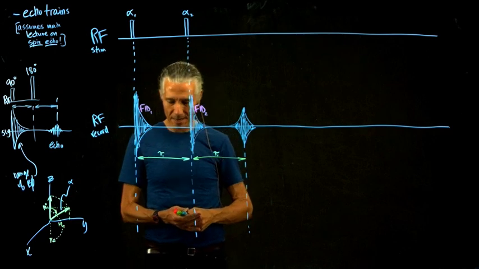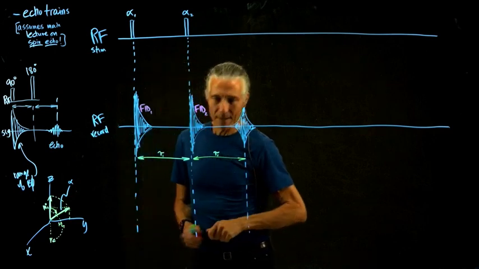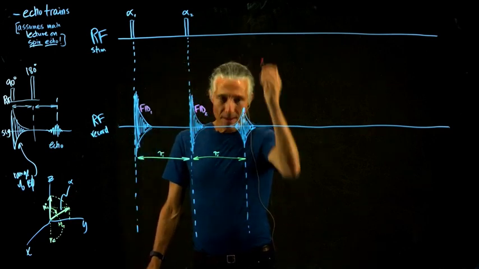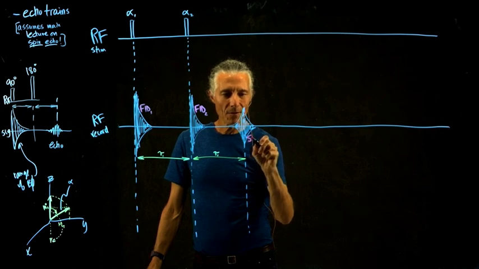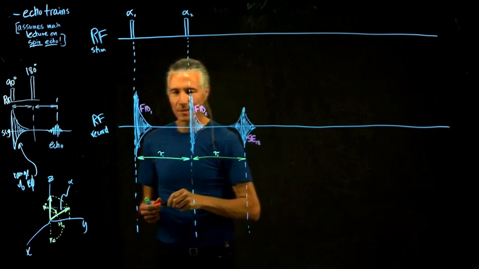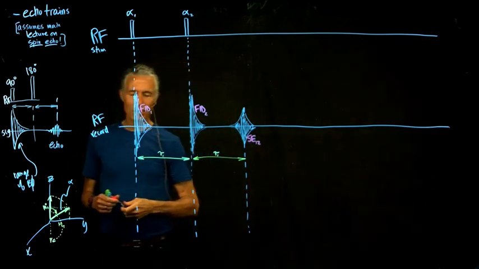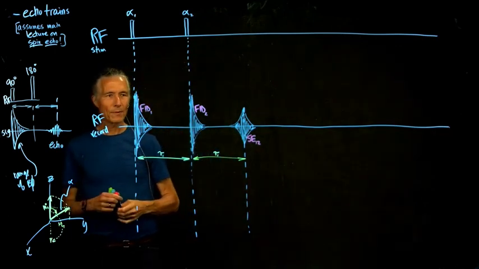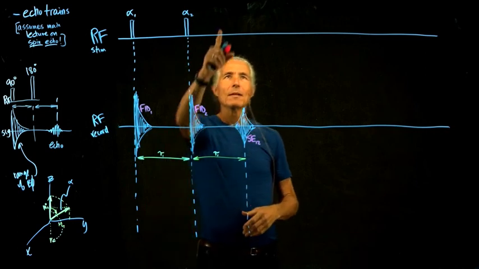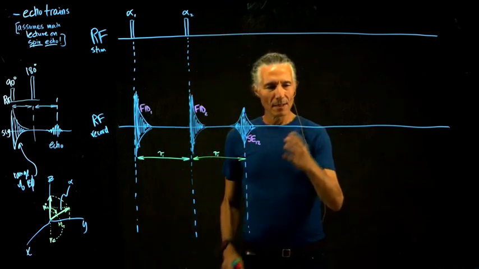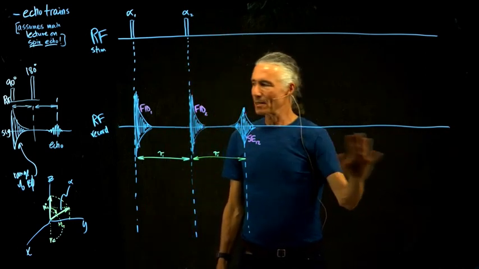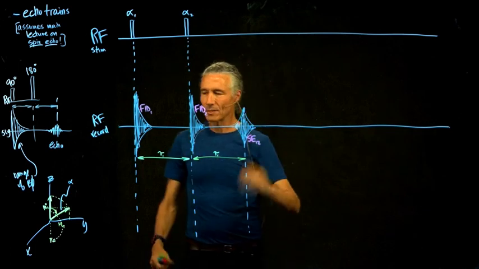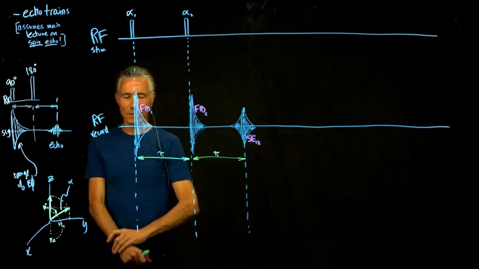Okay, so that guy is spin echo 1, 2, because it came from pulse 1 and 2. If we didn't do any other RF pulses, nothing would happen down here. Everything would just die away. There would be no signal.